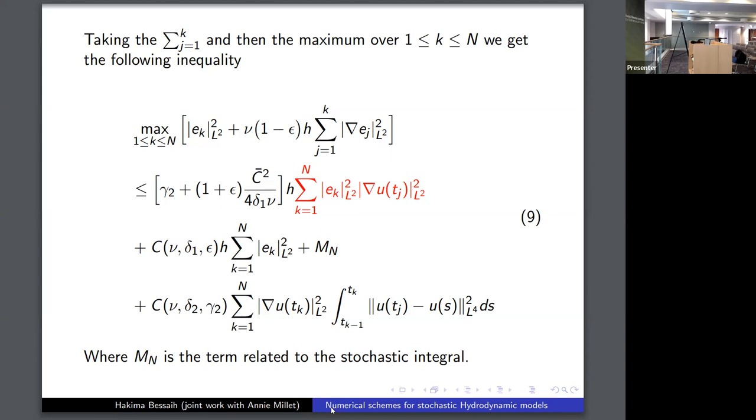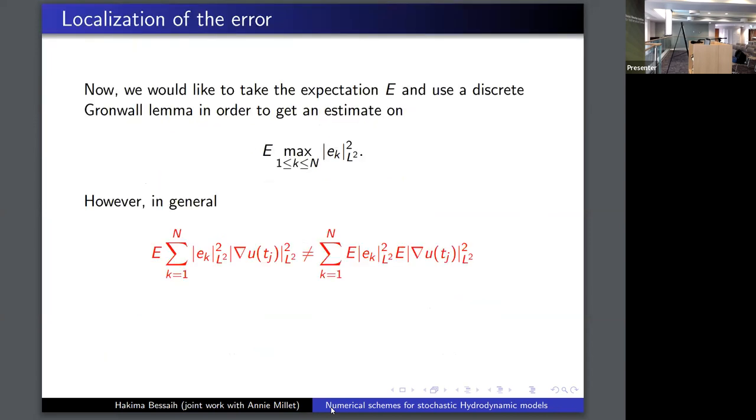If we take the sum, and then I took already the sum here. Now I take the expected value, and in order for us to kill this stochastic integral, here you take also the expected value of the product, and then you can use the Hölder inequality, etc. But when you take the expected value, you have the product. And in this particular case, the expected value of the product is different from the product of the expected values, unless they are independent, which is not the case in general.